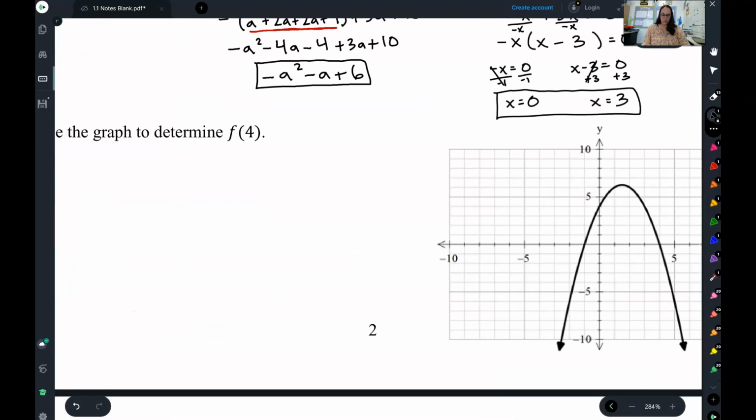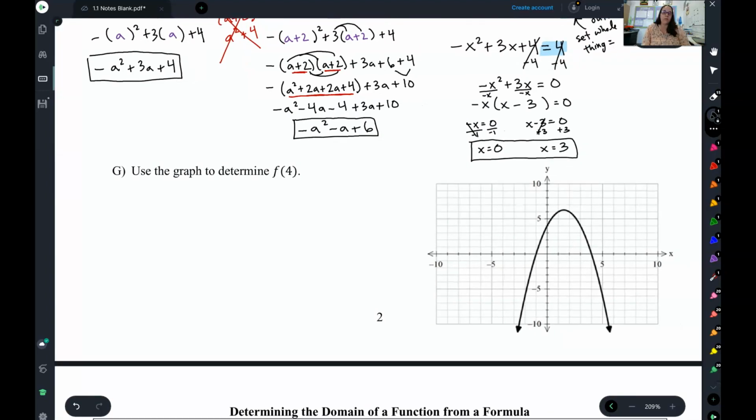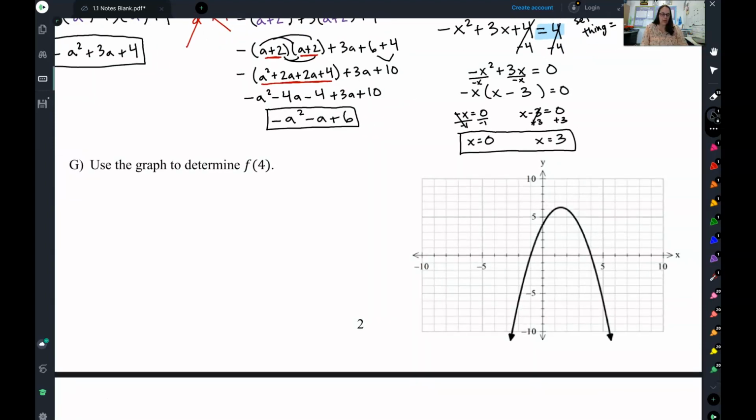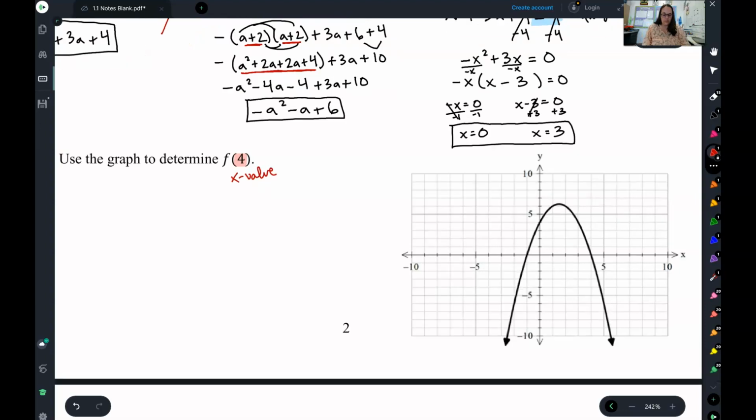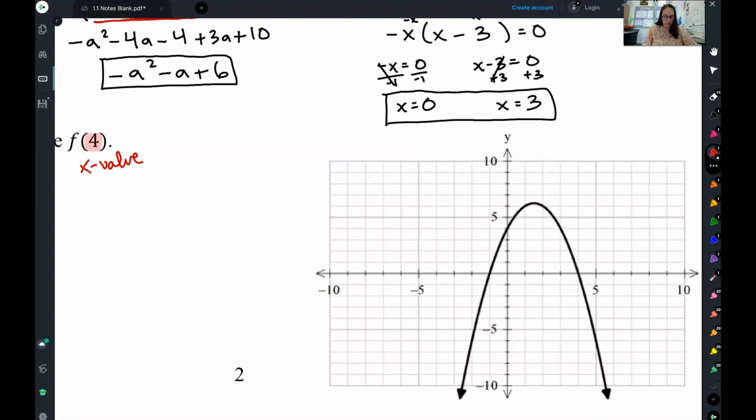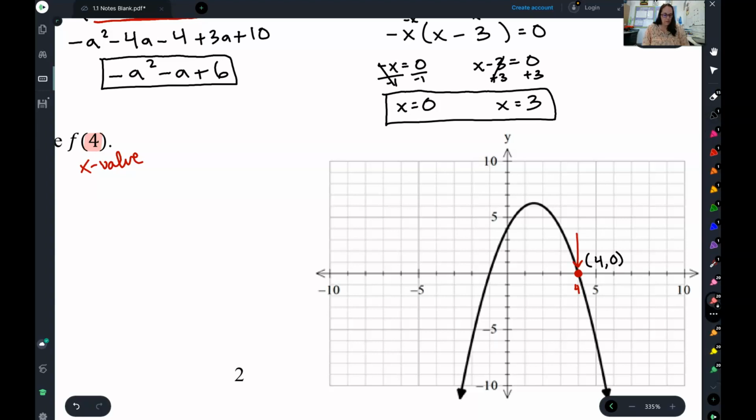So, last one we're going to do on function notation, and then we're going to move on to doing some domain by hand. We want to use the graph to determine f of 4. Remember, that 4 is on the inside, meaning it is an x value. So I want to come to this graph, and I want to find where the x value is 4. Now, let's list what that point is. That point is at 4, 0. So there's my x value of 4, y value of 0.